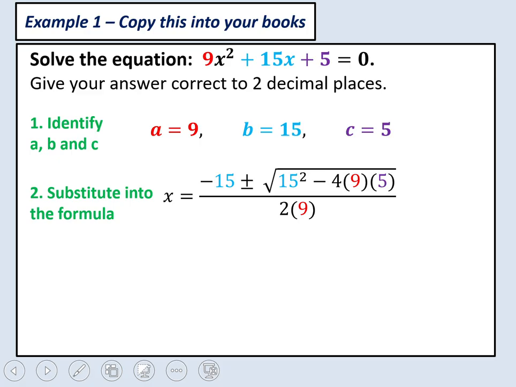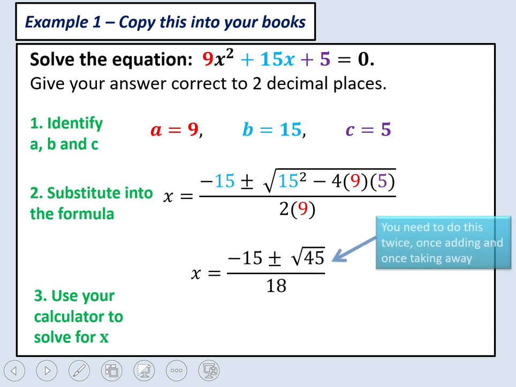Now I've done this, I'm just going to simplify it. So with simplifying, I'm just going to use a calculator for 15 squared minus 4 times 9 times 5. And the bottom will just be 18, 2 times 9. So now I've got negative 15 plus or minus the square root of 45 over 18. Now I could get an answer as a decimal.